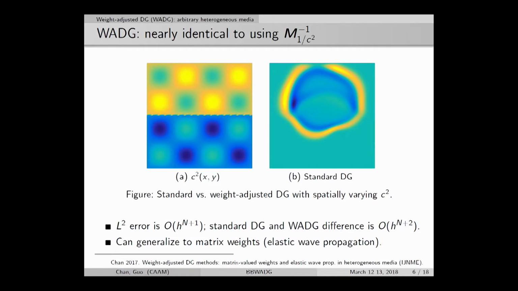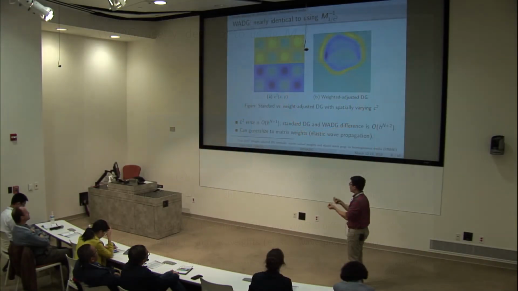So let me show you that this actually works. I have a uniform triangular mesh underlying all this, and I have a smooth sinusoidal wave speed with a discontinuity in the middle. If I use standard DG, where I just store the mass matrix and invert it, then I get this solution. If I use weight-adjusted DG, then you can't tell the difference. So visually, that's fine, but we actually have some mathematical theorems and some very recent work that shows why these 2 solutions basically always look the same.